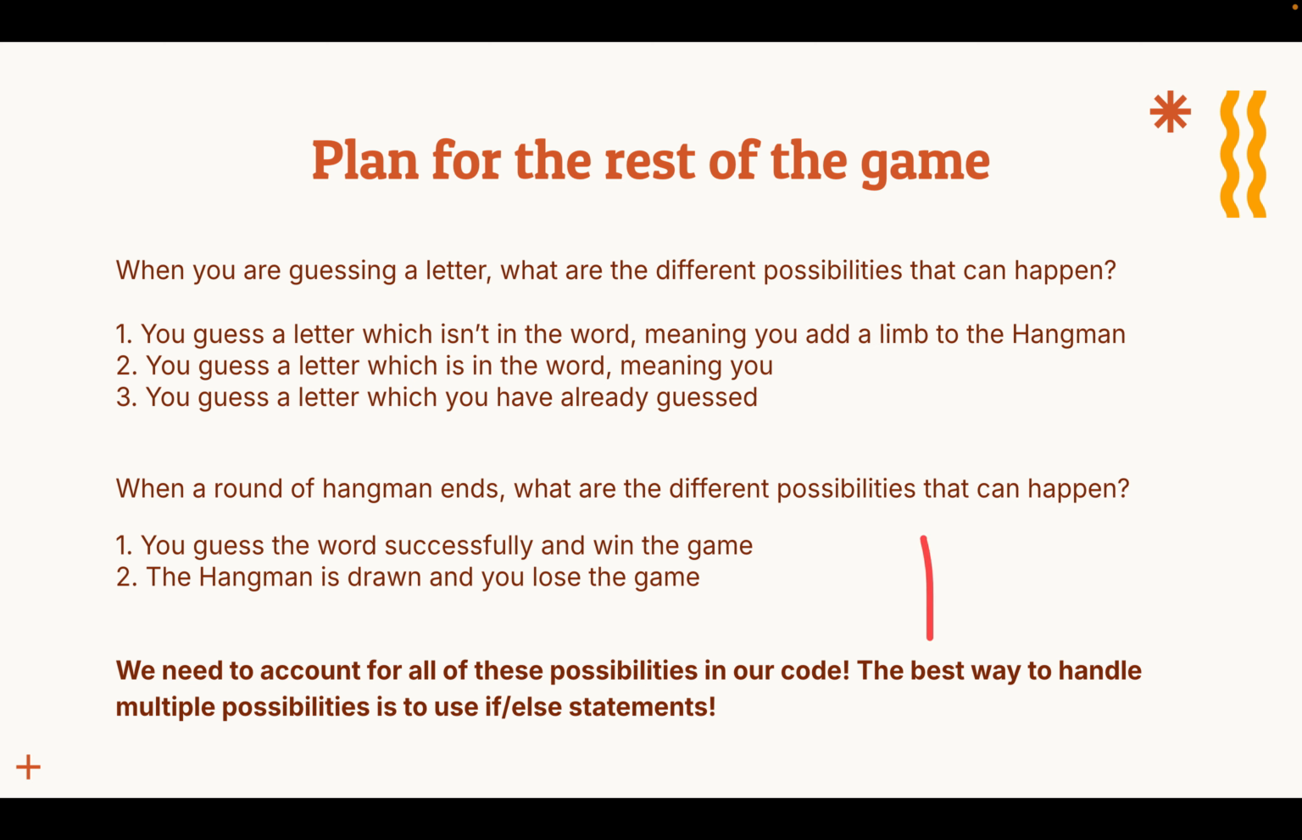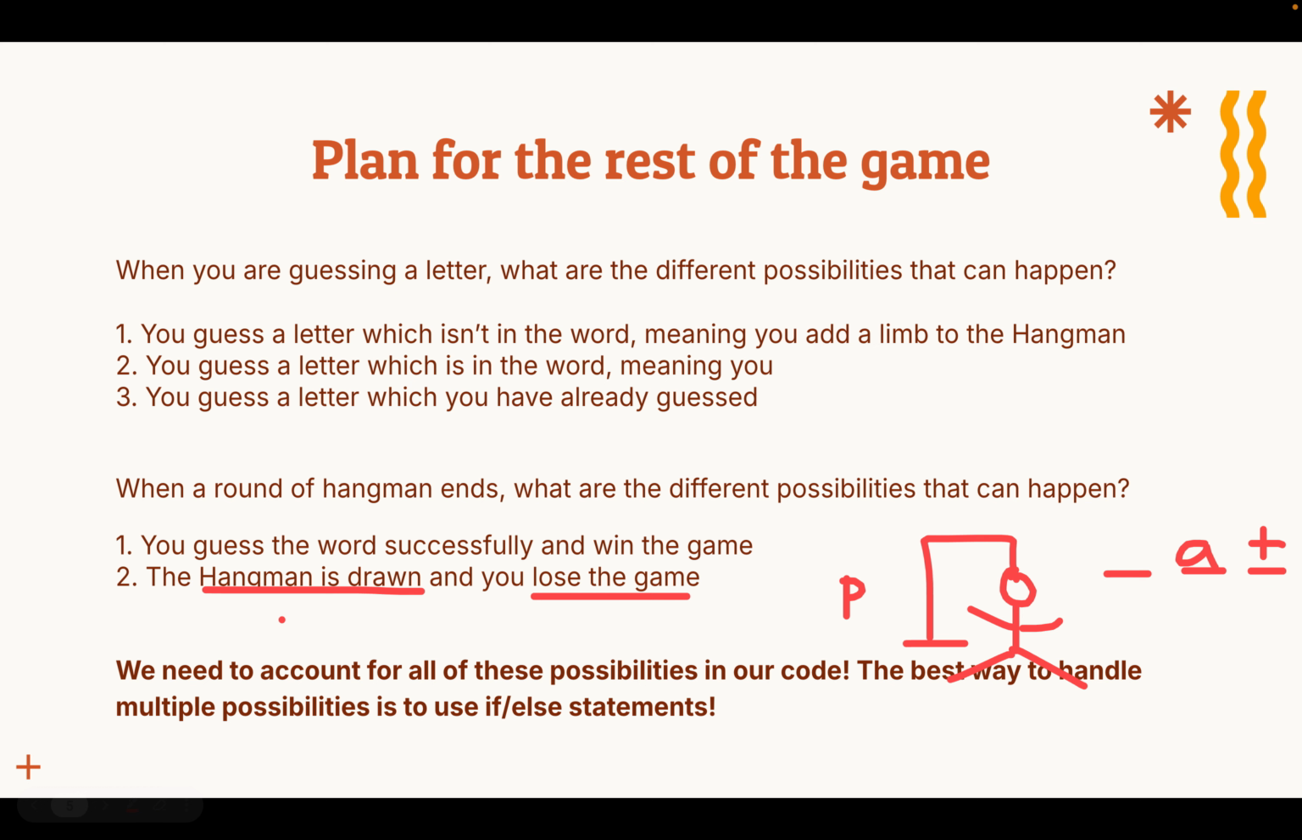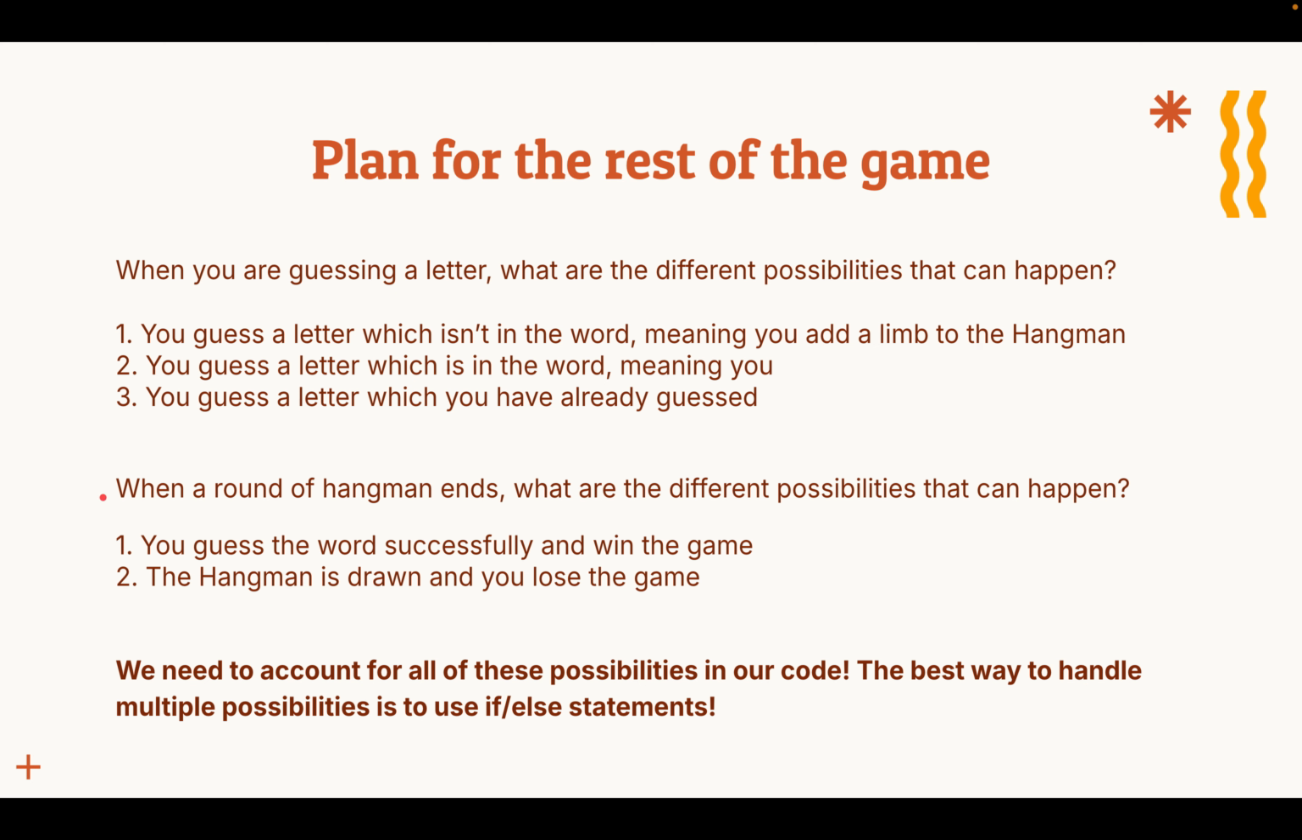What is the second possibility though? Well, if you don't guess the word, so let's say I will write this and I have one more limb left before I lose. And let's say that I'm really having trouble guessing this word. So I'm going to say P, but it's not P either. And then the last limb is drawn and I wasn't able to guess the word successfully. So the hangman is drawn, as you can see over here, and I have lost the game. So those are the two possibilities for the end of a game of hangman.